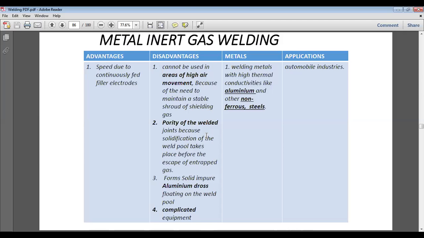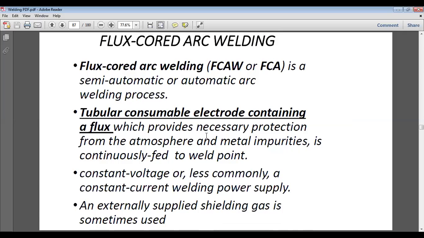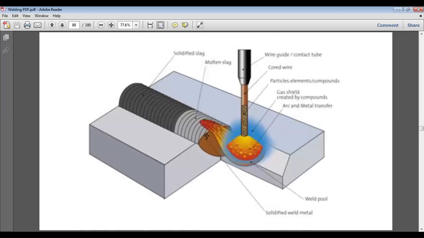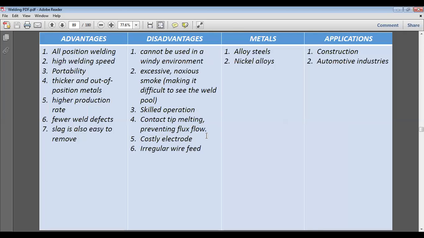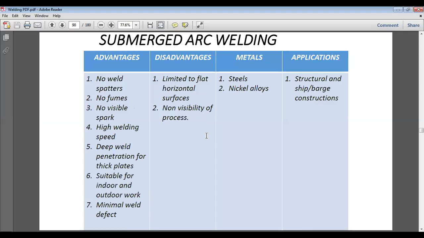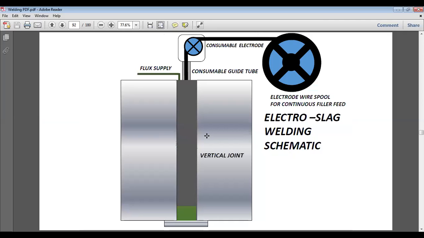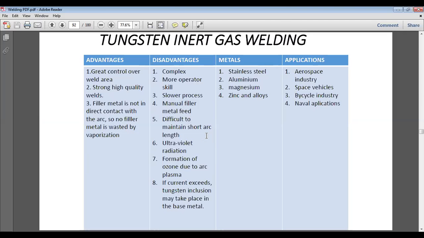Advantages and disadvantages. Then we have flux core arc welding, quite similar to TIG welding. Then advantages and disadvantages are here. Then submerged arc welding, advantages and disadvantages we have already discussed. Then TIG welding we have discussed. Then electroslag welding schematic we'll be discussing in our next lecture.